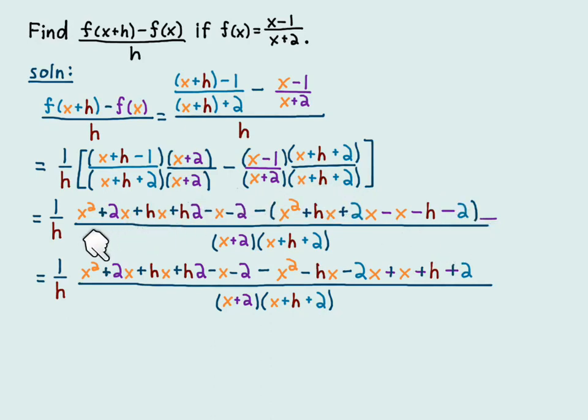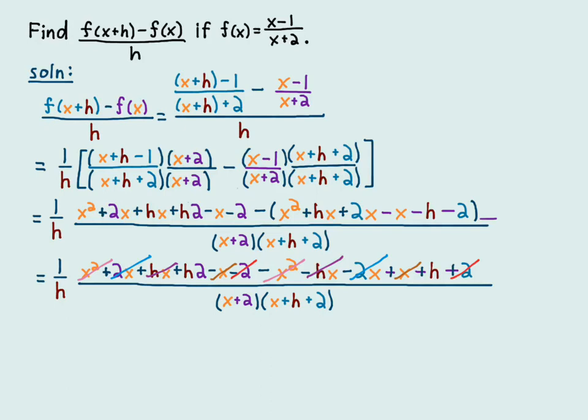Now things will start canceling. Look, see there's an x squared minus x squared. That's 0, right? 2x minus 2x is 0. hx minus hx is 0. Lots of these things cancel. 2h doesn't cancel with anything. Minus x plus x. Minus 2 plus 2. Right? So a lot of these things cancel off. Those two do. Those two. 2x and minus 2x. Right? x and minus x and plus x. Minus 2 and plus 2.